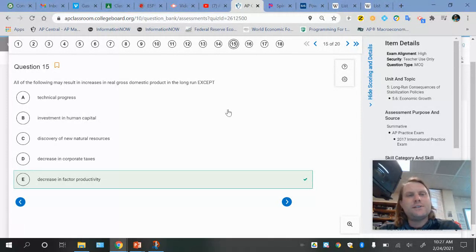Decrease in corporate taxes, that's going to shift our supply curve to the right. In the long run, that's going to allow companies to have more money to invest in all this stuff as well. Okay. Decrease in factor productivity, that's your easy answer because now we are not productive in any one of the factors, whether it be the land, labor, or capital factors in terms of what we're trying to produce.